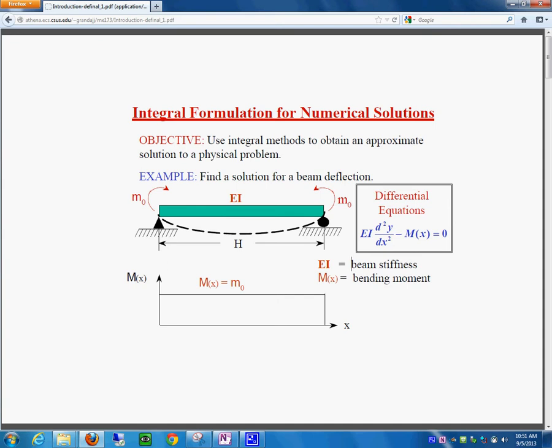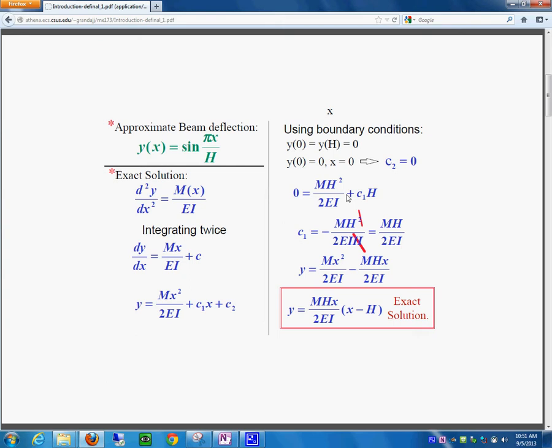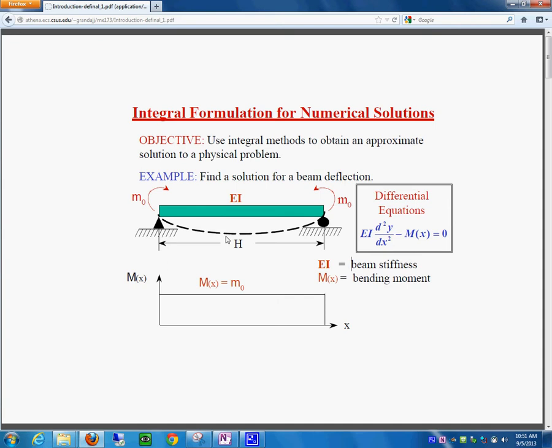Now, we have several methods of doing this. One of them is the exact method, and another is an approximate solution that would lead us into the idea of doing a finite element model. If we go down to the next slide, we can safely say that the deflection of this beam, this line over here, actually resembles a sine function.